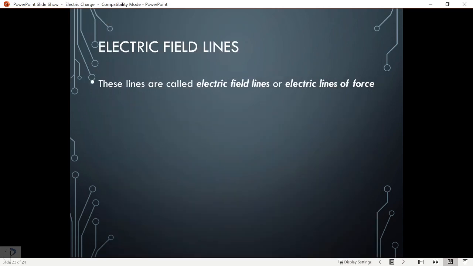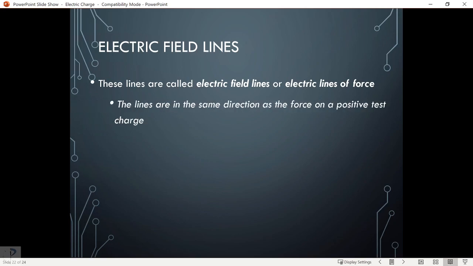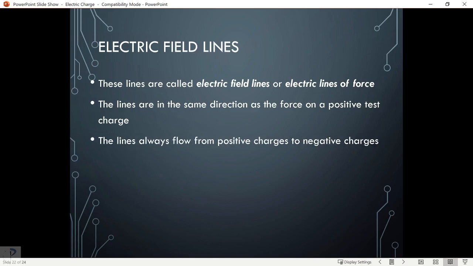The electric field lines. Okay, the electric field lines are electric lines of force, so they show you the direction of the force on a theoretical positive test charge. Okay, the lines are in the same direction as the force on a positive test charge. Okay, the lines always flow from positive charges to negative charges. So that's because a positive test charge would be repelled by the positive charge, and then the positive test charge would be attracted to the negative charge. So it goes away from plus and towards the minus. The strength of the field is indicated by the spacing of the lines. This is kind of important too.